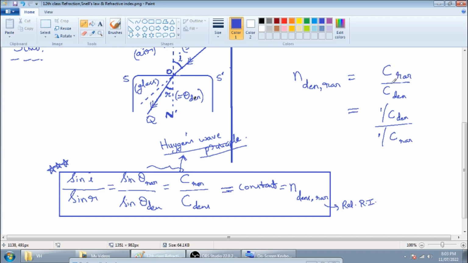This way it's something like A by B is 1 by B divided by 1 by A. So again we'll get back A by B this way. Now I'll just multiply this with, so I want to bring the absolute refractive index. So what is absolute refractive index?